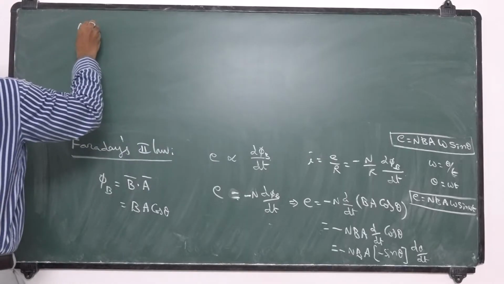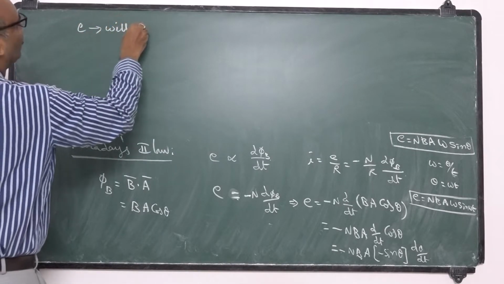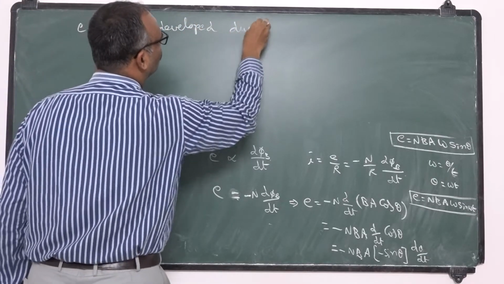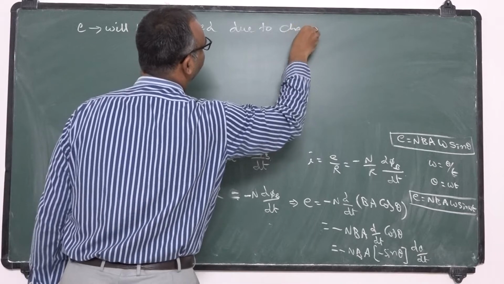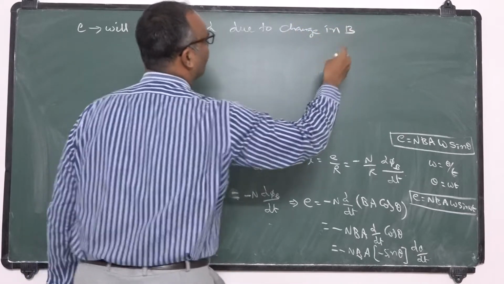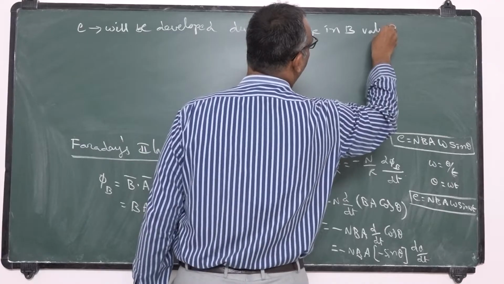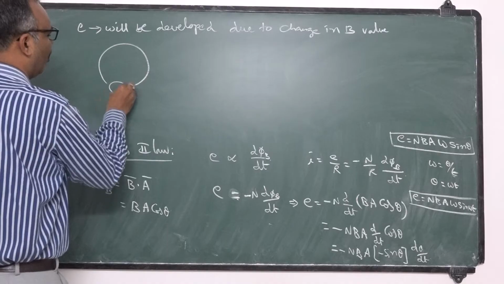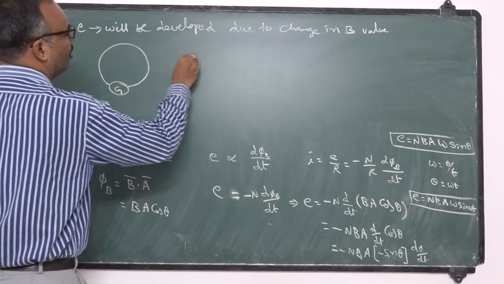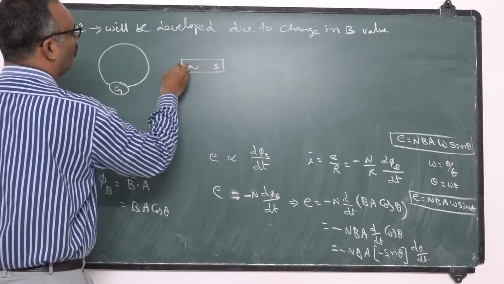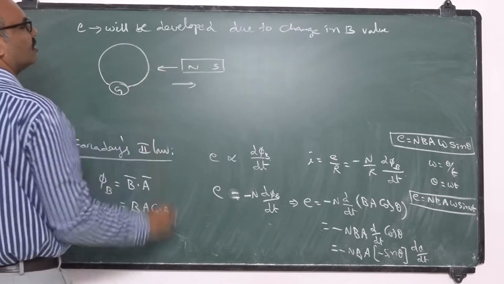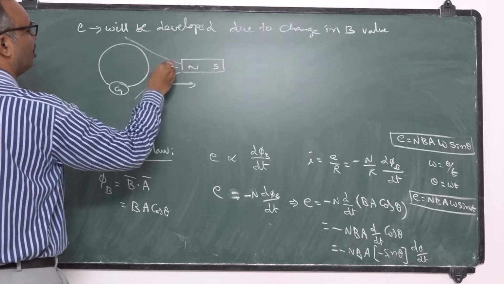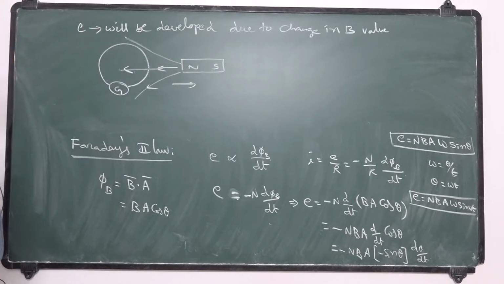Induced EMF will be developed due to change in B value. Here is a coil provided with a galvanometer, and you are making a bar magnet move forward and backward. In this case, B is changing, the magnetic flux linked with the coil is going to change, leading to the development of induced EMF.